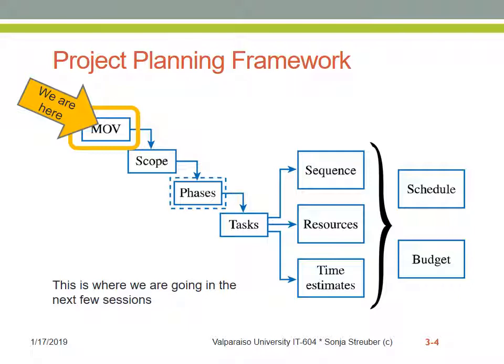And only if we have this question sufficiently answered, which is what you're seeing in yellow here, can we move on to define the scope of a project and then consider what kind of phase framework we're going to select, whether waterfall, agile, hybrid, anything in between. And only when we know that can we start developing the tasks and sequence the tasks, assign resources, come up with time estimates for the tasks, and thus produce the schedule and the budget.